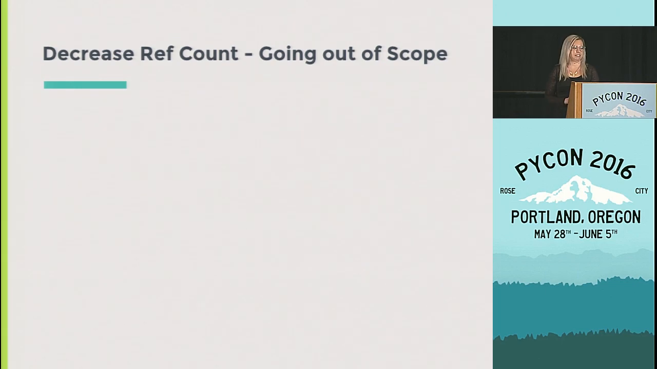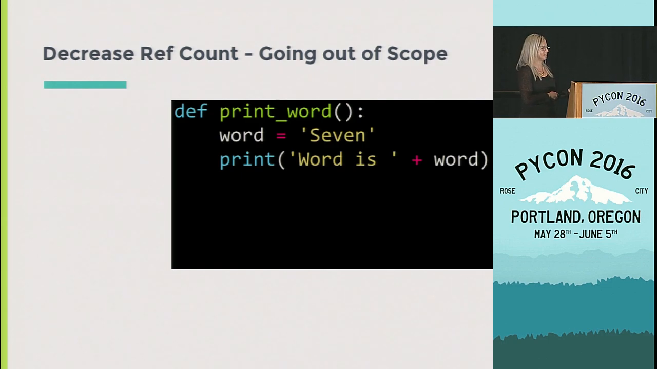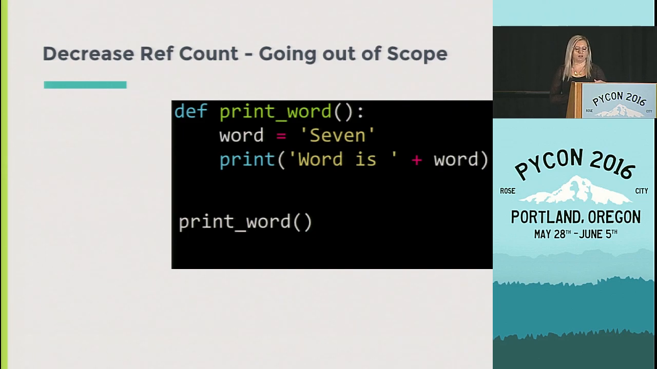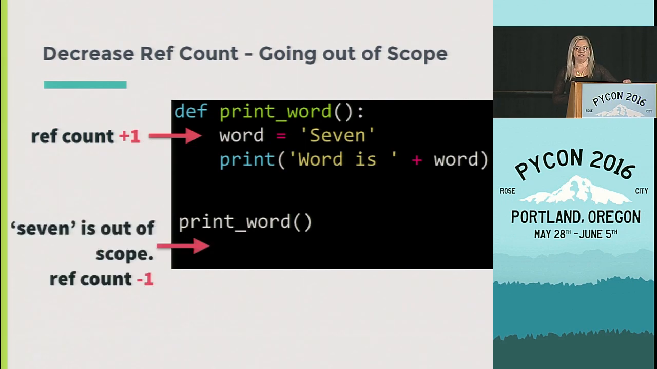One more way of decreasing reference counts is going out of scope. So if I have this simple function and I run it, as this function is running, inside of that function, the reference count of the word 7 increases by 1. After that function has exited, that word 7 is now out of scope, so the reference count goes down by 1. The final way that a reference count can go down is when the program exits. We have no more references.